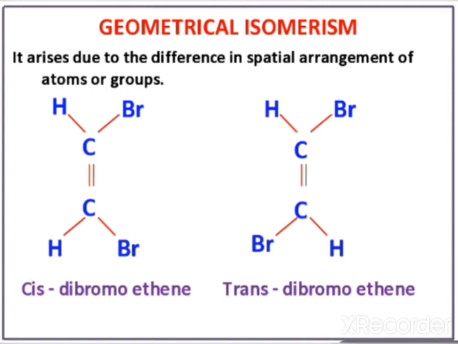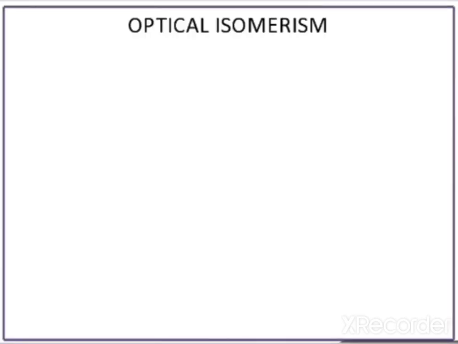After geometrical isomerism, the name will be the same. Cis-1,2-dibromoethene, and the second name is trans-1,2-dibromoethene. I am not mentioning the position here, but the IUPAC name will actually be cis-1,2-dibromoethene. After the geometrical isomerism, now we will see the optical isomerism.